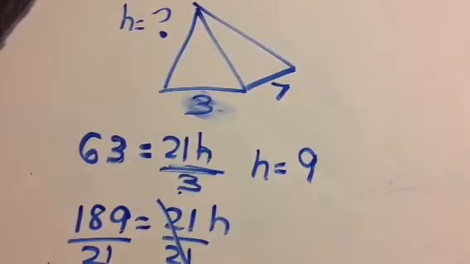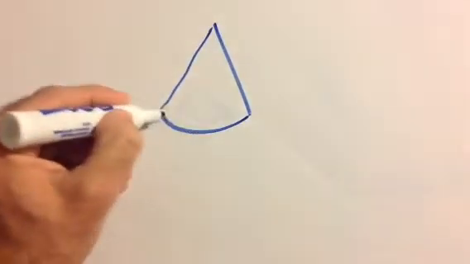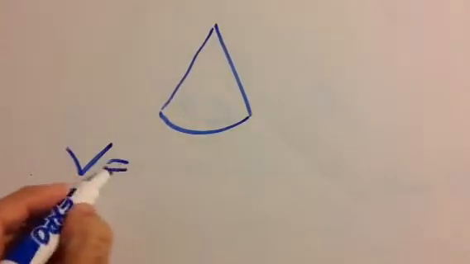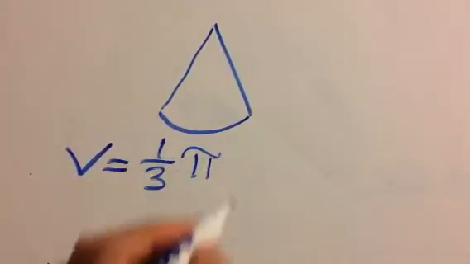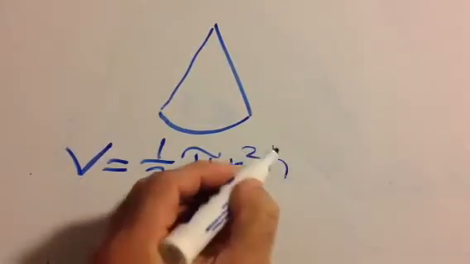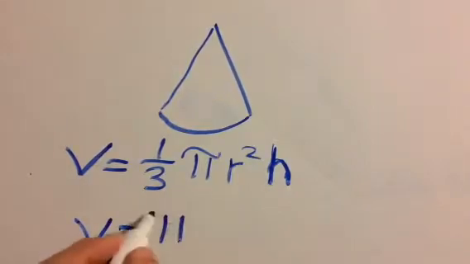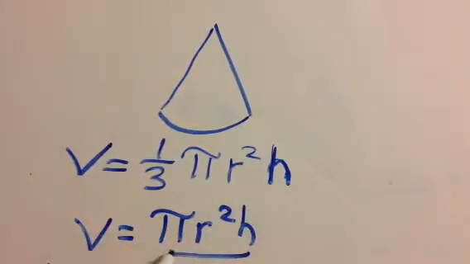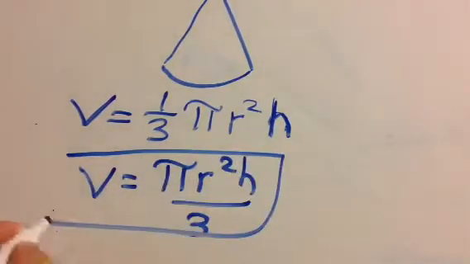Now let's look at cones. We did volume, and now let's do cones. So let's make a little cone here. Here's our cone, ice cream cone, whatever it is. And the formula for the volume of a cone is 1/3 pi r squared h. Now there's another way of doing it, you can do pi r squared h over 3. Whatever one you want. We have options.